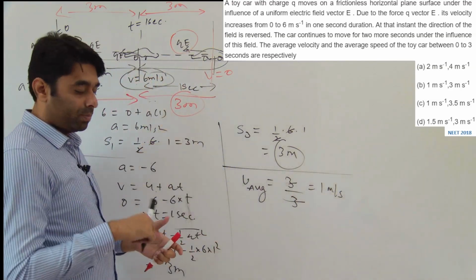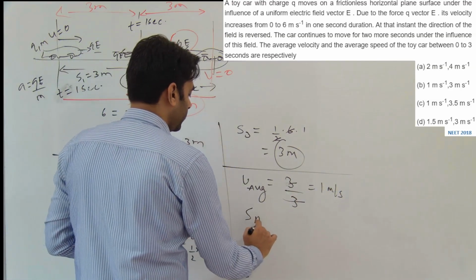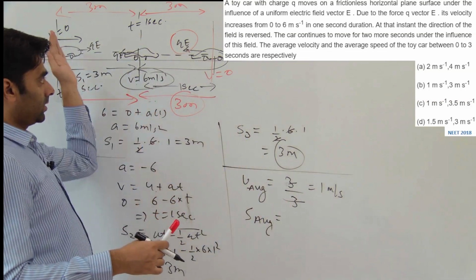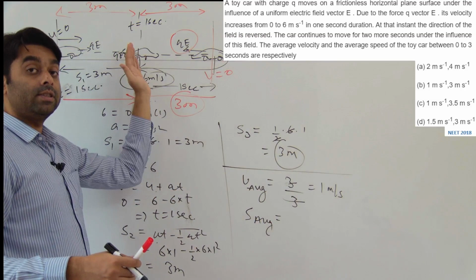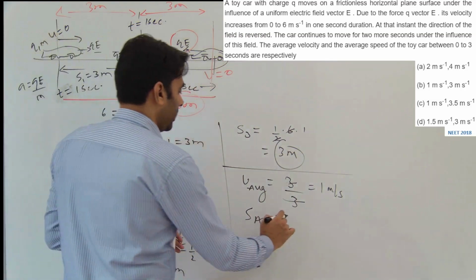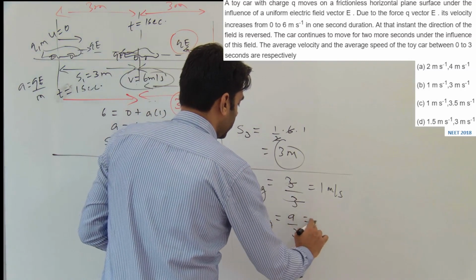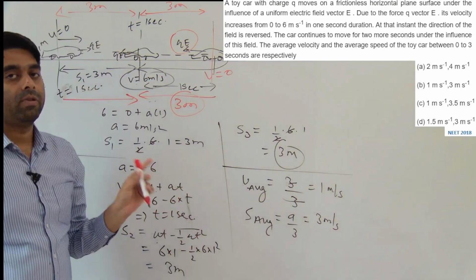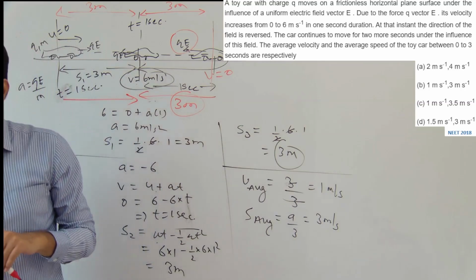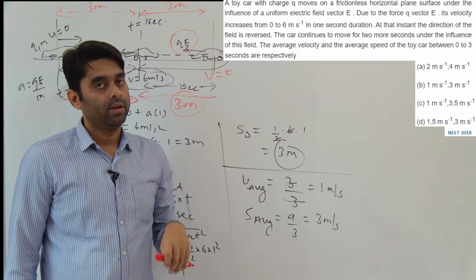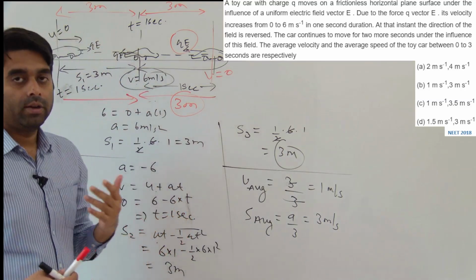Let us write down average speed. So average speed is total distance by total time. Total distance 3, 3, 6. Return journey distance 3. So total is your 9. Total time is 3 seconds. 9 by 3, which is your 3 meter per second. So our answer will be 1 and 3. You check the option, it will be option number B. Option number B is our correct answer, right? I hope you understood it. Let's move to the next question.